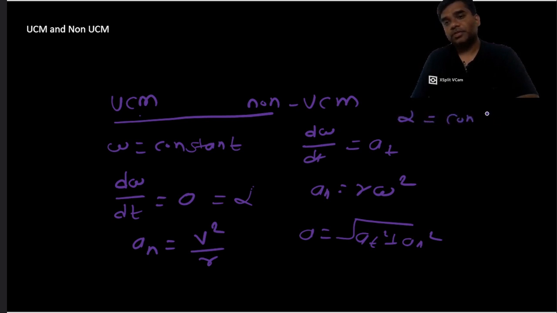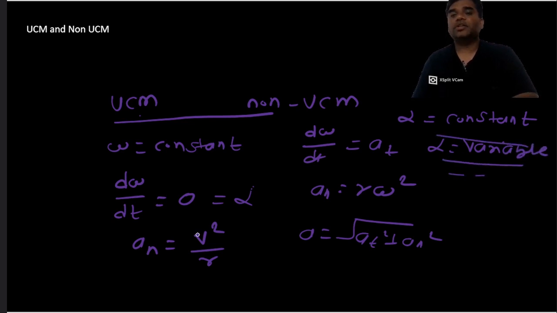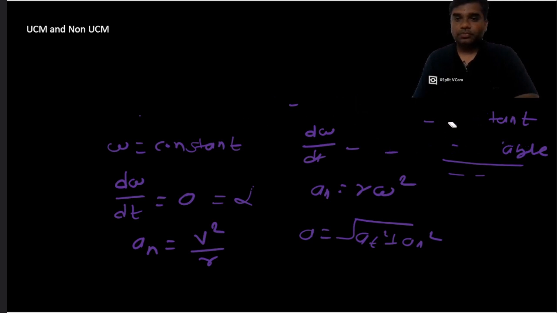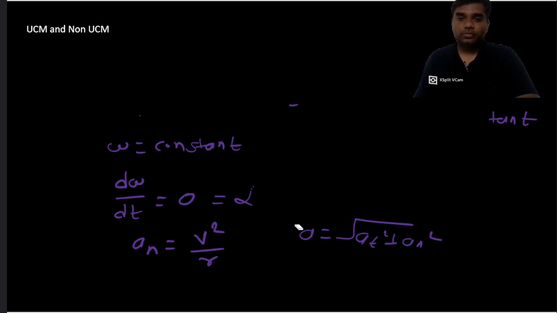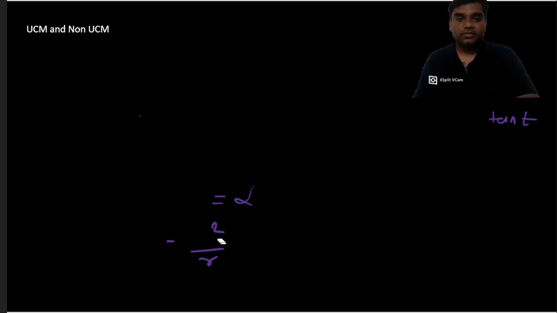Alpha may be constant, or alpha may be variable. Alpha may be variable means the acceleration is constant, or the acceleration may not be constant. Simply, we have to use the equations of motion by replacing the linear parameters with the angular parameters in case alpha is constant.